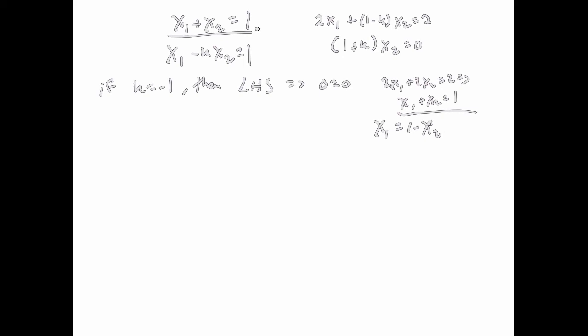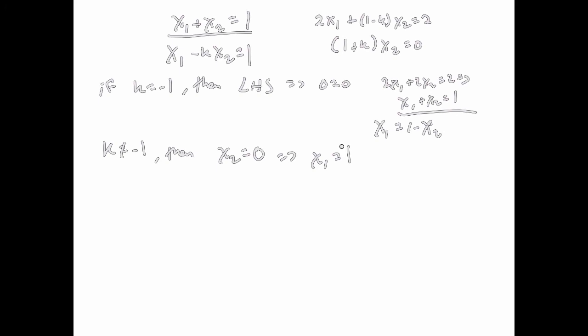Okay. Now, what happens if k does not equal negative 1? Then the second equation implies x2 equals 0. Plugging x2 equals 0 into the first equation implies x1 equals 1. So it's a single solution. So if k does not equal negative 1, there is one unique solution, which is x1 equals 1 and x2 equals 0. So that gives you a sense of how this works.